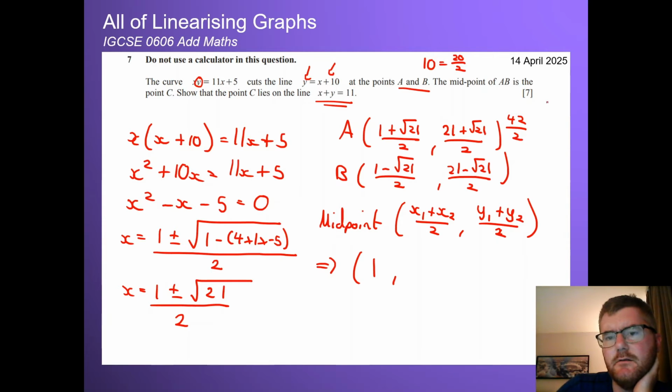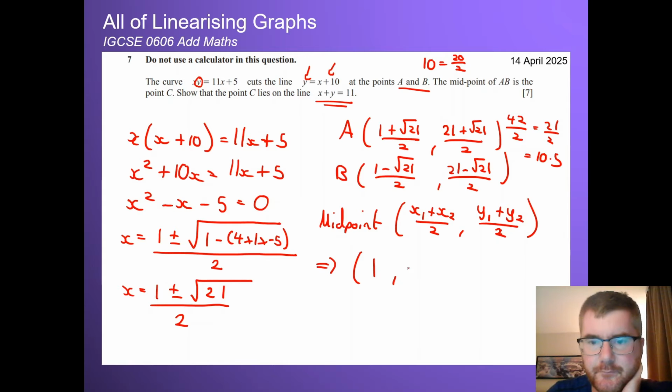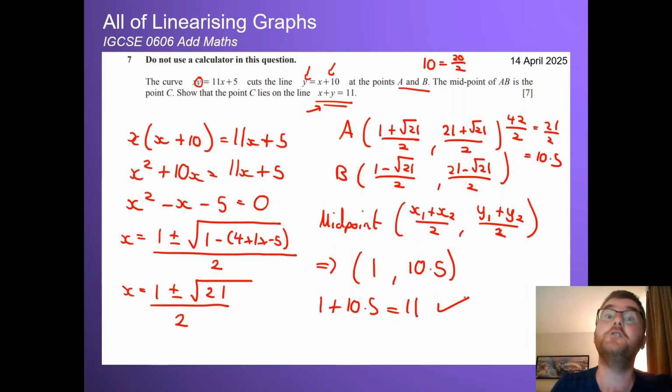If we add the y's together and then divide by 2, we have 21 divided by 2, which is equal to 10.5. So the midpoint is (1, 10.5). Then we check if this is correct. x plus y, so 1 plus 10.5, is equal to 11. So all is good in the world.